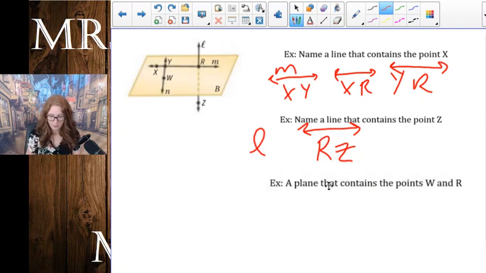And last but not least, I want the name of the plane that contains the points W and R. So here's W, here's R. It sits in this yellow plane, and the name of the plane is typically found in the corner. So in this case, we see that it's the letter B. Something to point out: the names of lines are typically written in lowercase letters, in a cursive fashion. Points and planes are written with large capital letters in a regular font, not cursive.